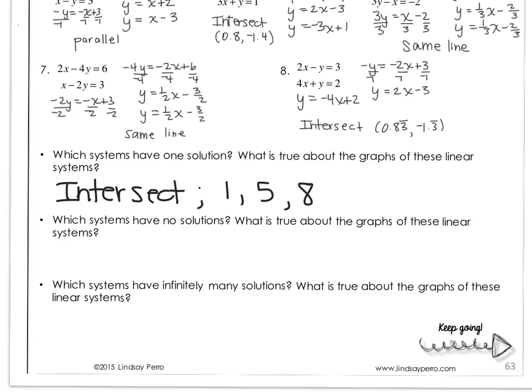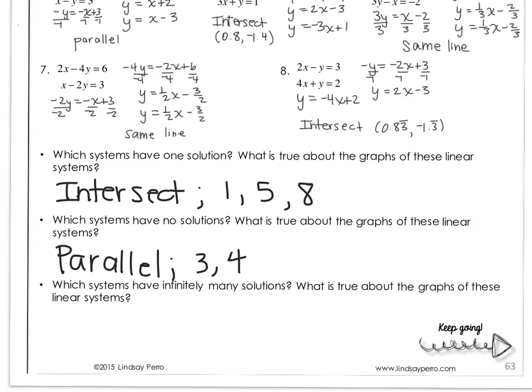Which systems have no solutions? What is true about those? Well, if we're looking for an intersection, then if they don't intersect by definition, that means parallel lines will never intersect. Therefore, they have no solution. So that was 3 and 4, right?